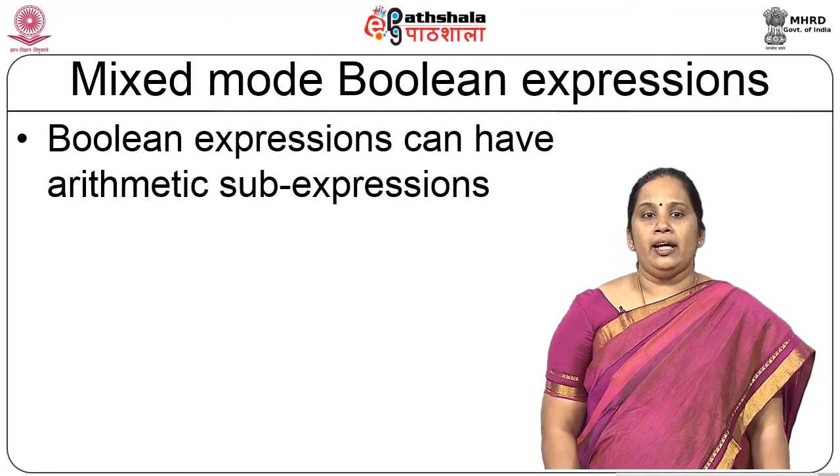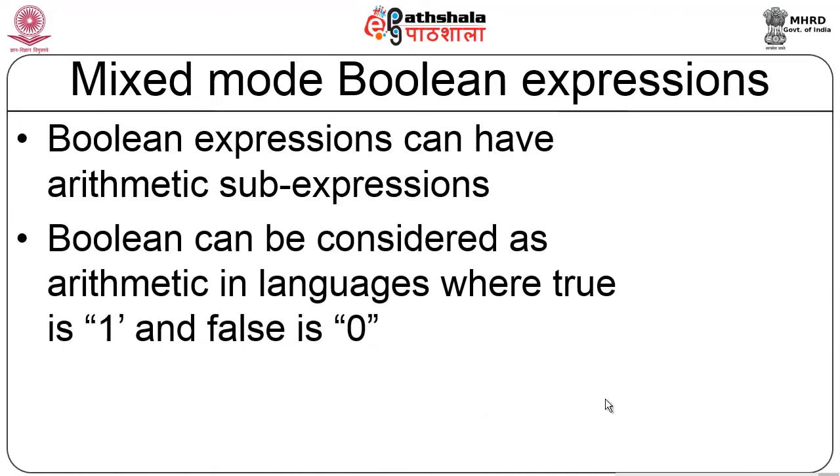So Boolean expressions can have arithmetic sub expressions, that is, the Boolean can basically be considered as an arithmetic in languages where true is 1 and false is 0. So in some languages, anything that is positive is typically considered as true, and anything that is non-positive, or not greater than 0, can be considered as false. In other languages, true is typically depicted as the value 1 and false is depicted as the value 0. Now in these situations, you can consider arithmetic involving Boolean expressions also, where you can perform arithmetic operations rather than just plain Boolean operations only.